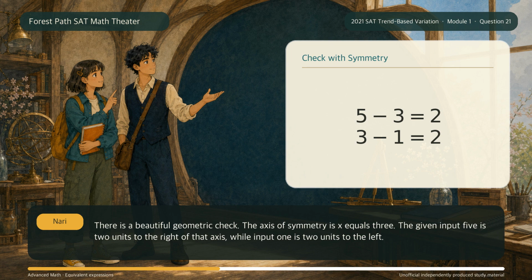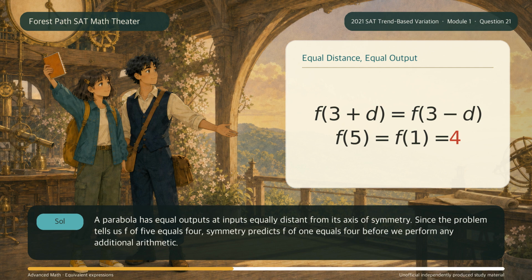There is a beautiful geometric check. The axis of symmetry is x = 3. The given input 5 is 2 units to the right of that axis, while input 1 is 2 units to the left. A parabola has equal outputs at inputs equally distant from its axis of symmetry. Since the problem tells us f(5) = 4, symmetry predicts f(1) = 4 before we perform any additional arithmetic.